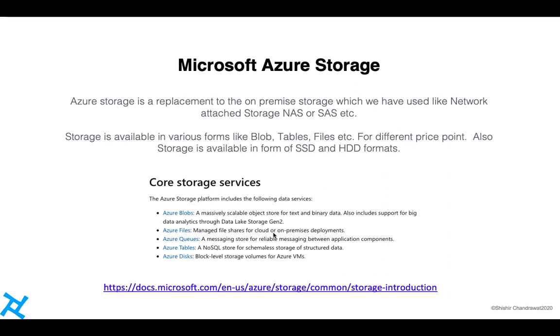Azure Queue. This is a messaging store for reliable messaging between application components. So you can use Azure Queues as a SMTP server. Just subscribe to Azure Queue and send out email messages to it and it will forward it for you. This is most likely the interpretation of Azure Queue. Honestly, I haven't used it, but Amazon has a similar service called SES. So I reckon it is an equivalent service to that.